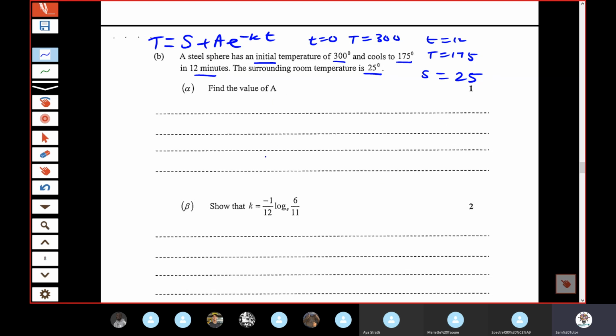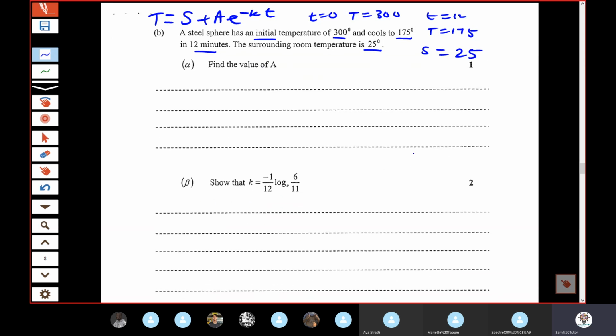Good luck. Let's see if you guys can find A. Usually start with S first and then your initial conditions. Hopefully you'll get A, and then you'll probably use your second set of conditions to find k. Try to see if you can do both of them without much assistance from me.